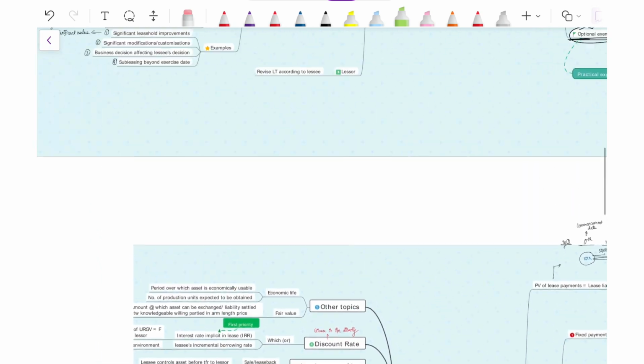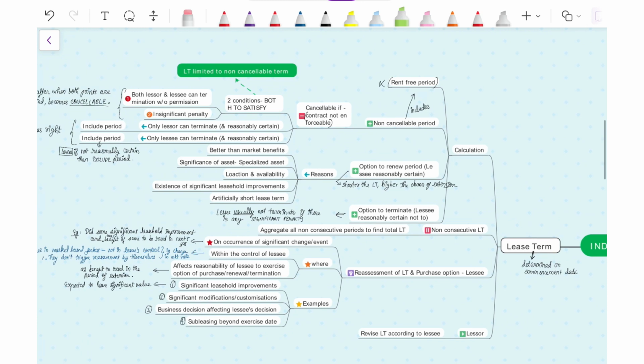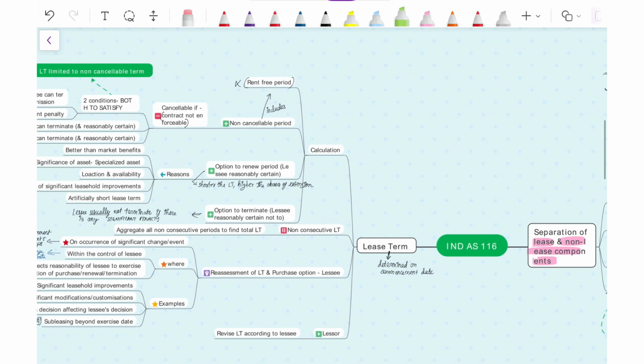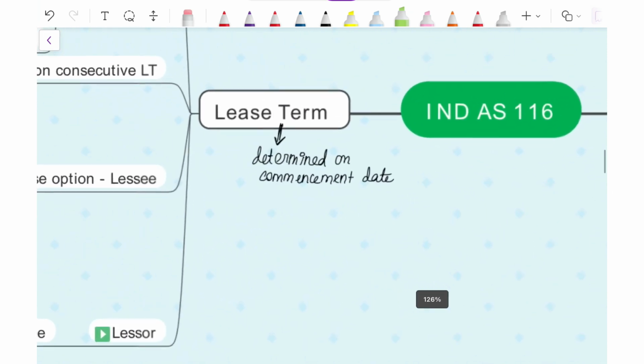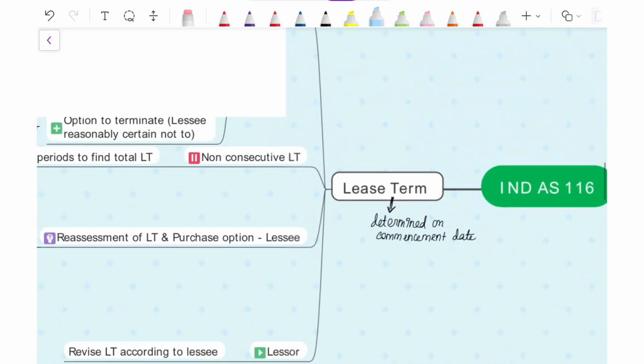Fine. Now moving on to the next topic which talks about the lease term. Okay, yes, let's start with this. So what we are going to understand is that at the commencement date, you have to determine what the lease term is. That means for how much period is this lease agreement valid, or for how much period have you taken this lease.